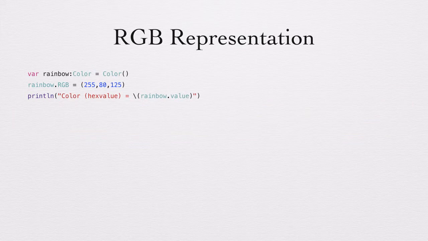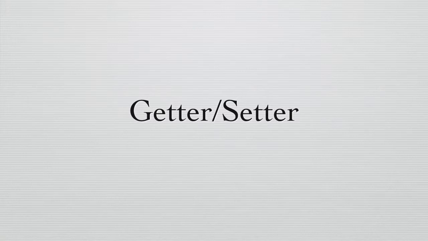We use the structure in our code as shown here. We construct an instance of color structure and assign it to a variable called rainbow. We set the RGB property to a new value. When you print this value, you will see this output on the console. In the last example, you saw how to add a get function to a property. Now, you will learn to add a setter that allows you to set a value for the property.